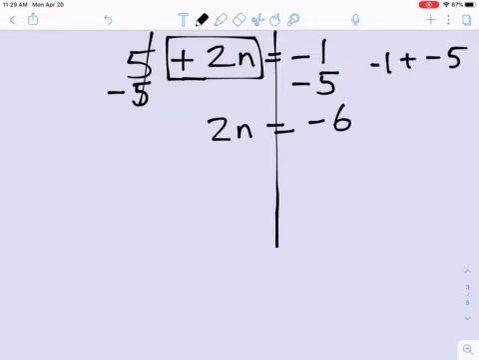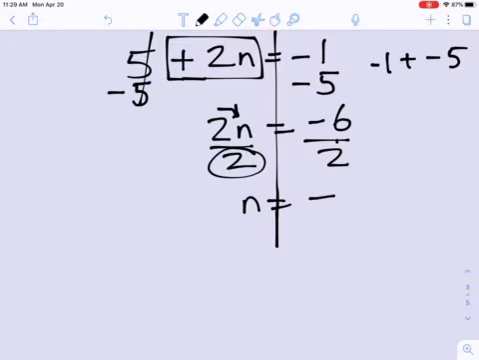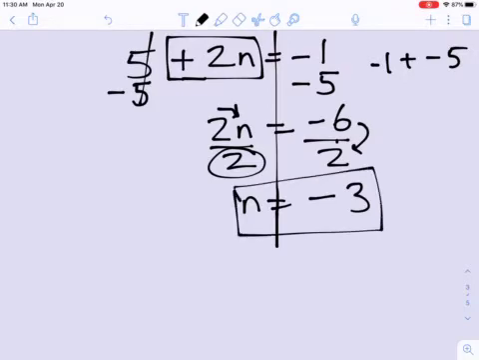All you do when you're adding two signed numbers is you add them up, and then you keep the common sign. All right? So 2n, divide both by 2. Because the 2 is multiplying by the n, so we do the opposite of it, which would be dividing. And then if you divide both sides, you have a negative dividing a positive, which is going to give you a negative answer. 6 divided by 2 gives me 3. And so your answer is n equals negative 3.